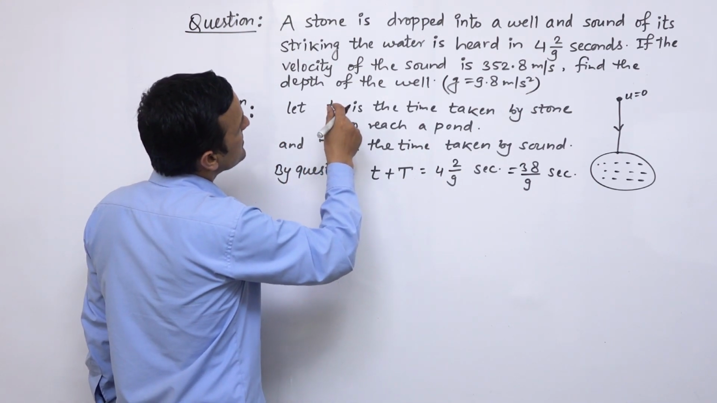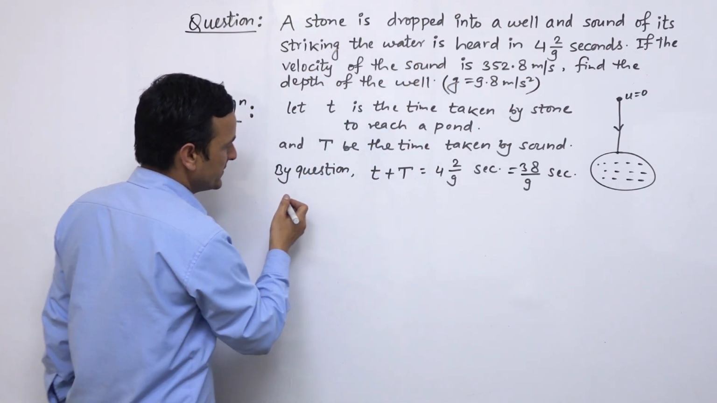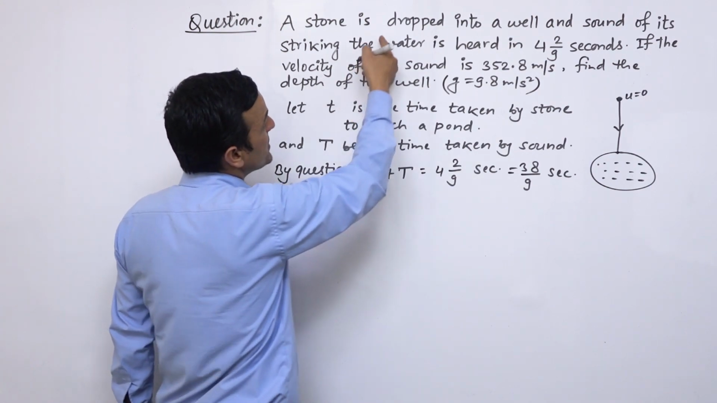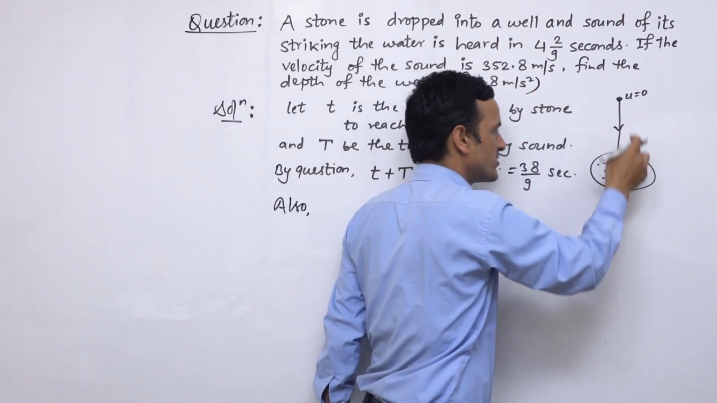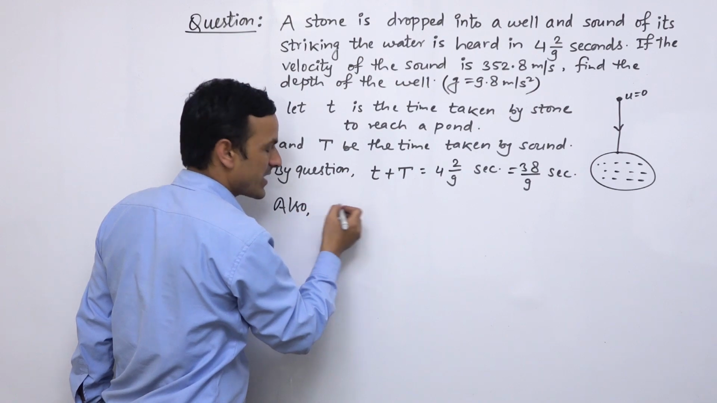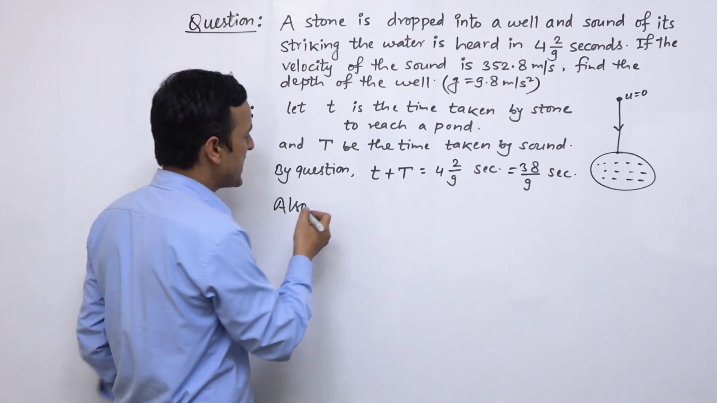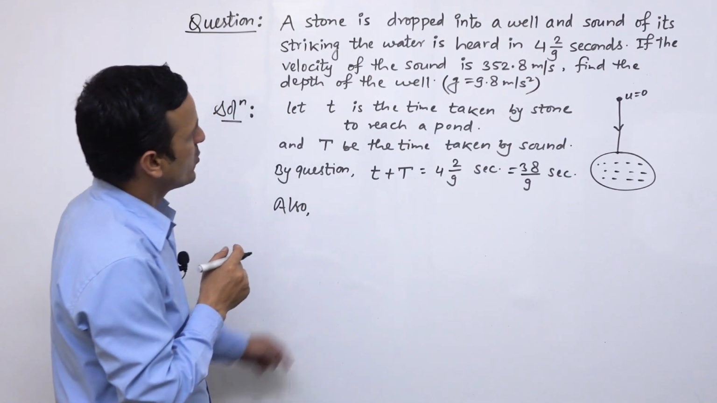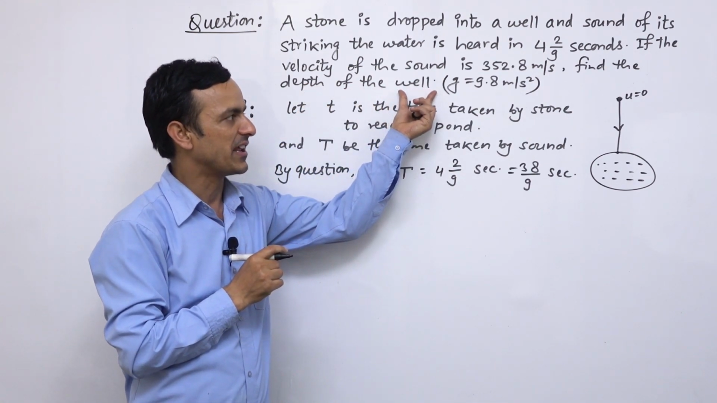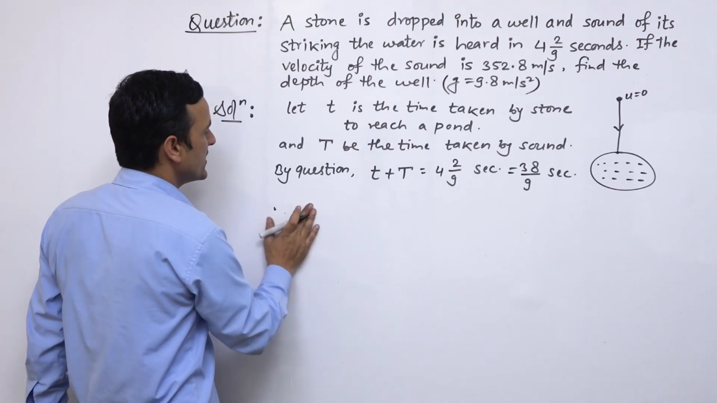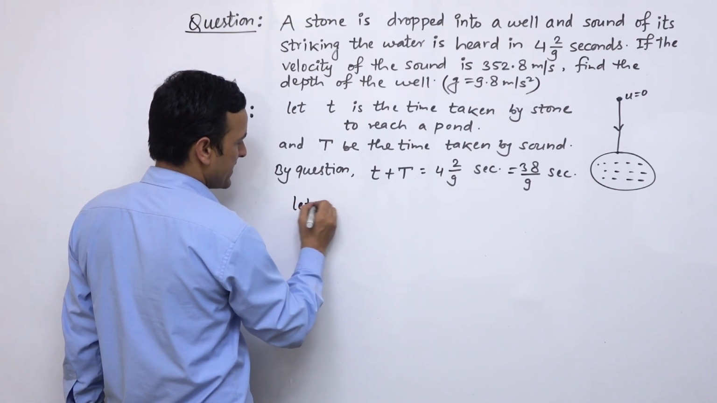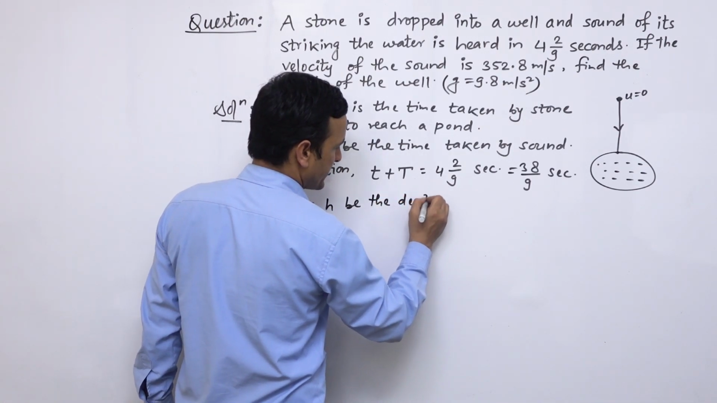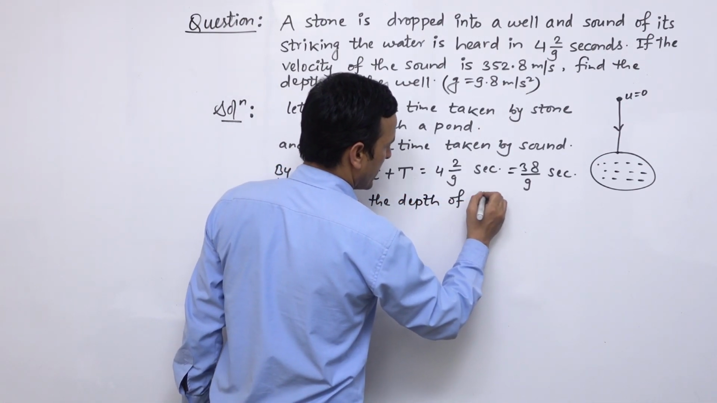So the stone is dropped over here. Now, since the stone is dropped from this position to a pond, we can apply the formula for H. Now here we have to find the depth of the well. We can suppose it by H also. Let H be the depth of the well.